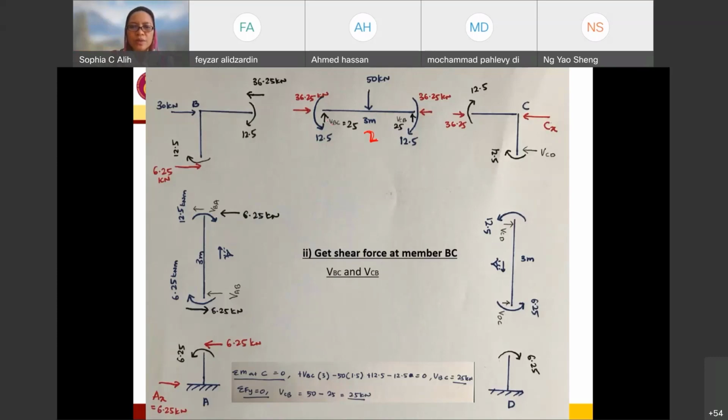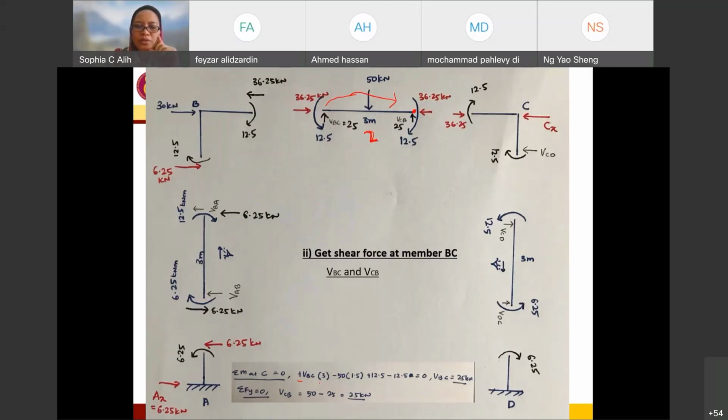I assume my shear force at BC is going to follow this arrow, and my CB also follows this arrow. So in order to determine that, I need the total moment at C equal to 0. Since the shear force that I assume in this direction follows this clockwise direction, it is going to be positive. So this is positive VBC times the moment arm 3.